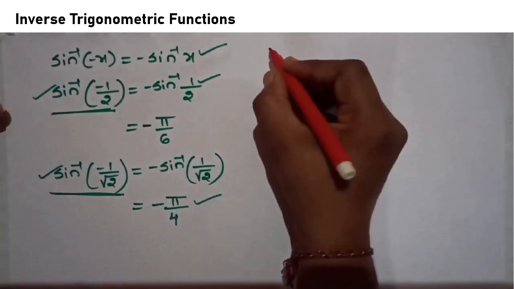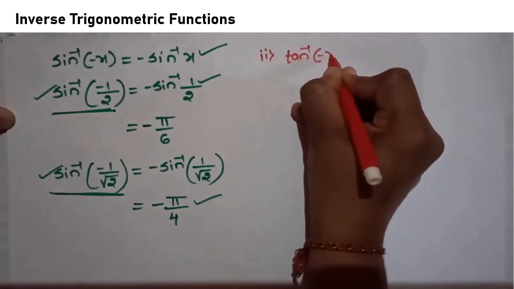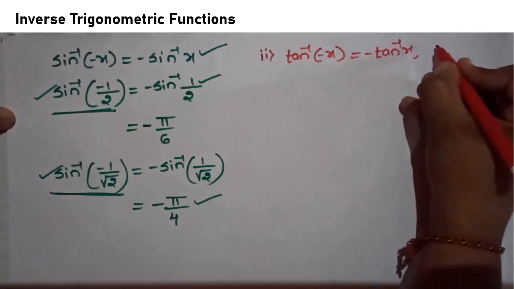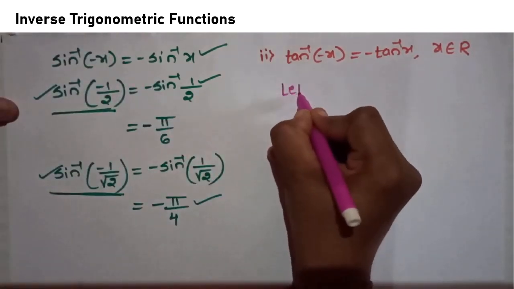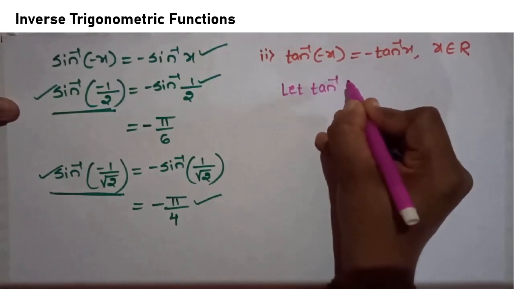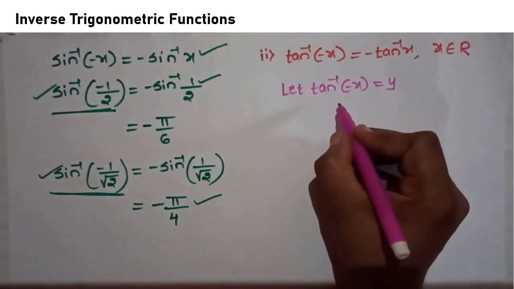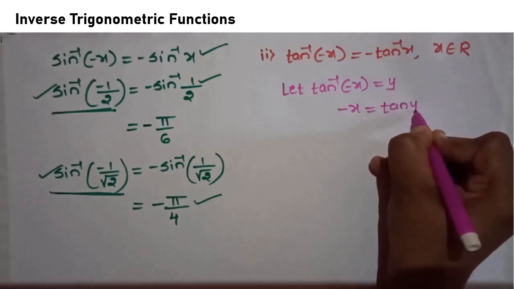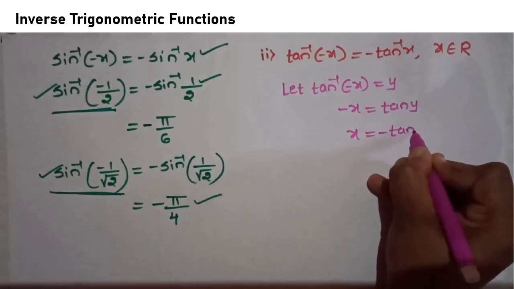Okay, so let me consider another property. What is the second property here? The second property is tan inverse of minus x, which is minus tan inverse x, with the condition that x belongs to the set of all real numbers. So how to prove this property? Let me consider tan inverse of minus x is equal to y. Therefore, we can write minus x is equal to tan y. Multiply both sides by the negative sign, we get x is equal to minus tan y.